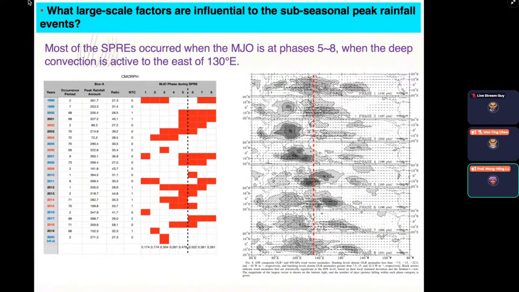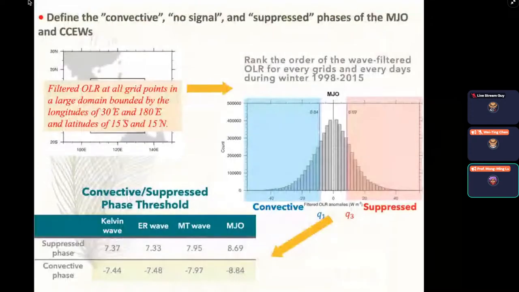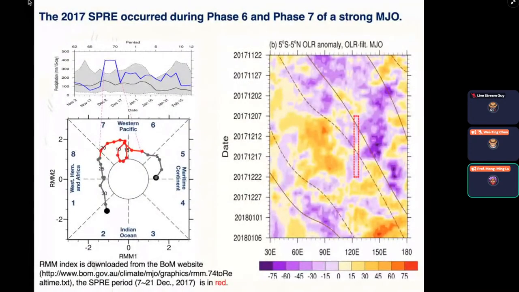So when we check the large-scale influential phenomena, first we check the MJO, and we found that most SPREs occurred during MJO phases 5 to 8. That means the MJO convection is active to the east of 130 degrees east. I will skip this part, where we use the standard procedure to identify the equatorial waves and then use filtering techniques to filter out the waves.